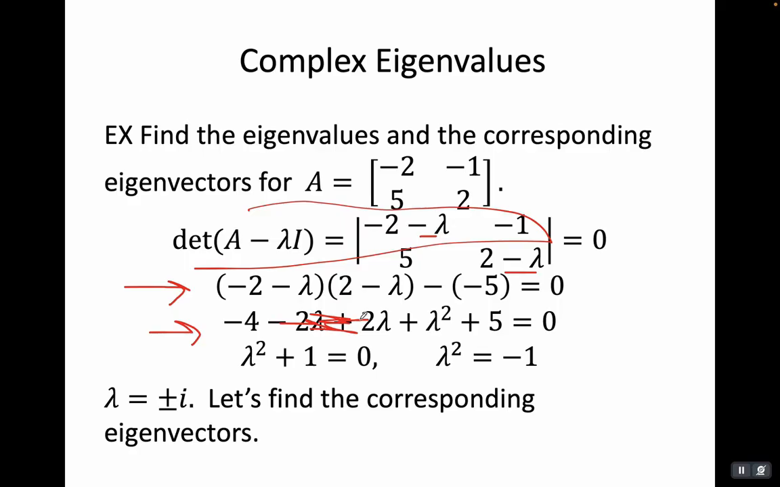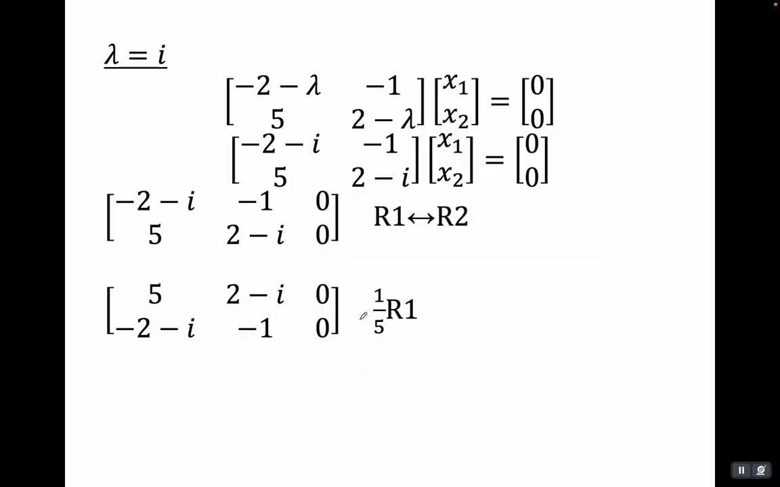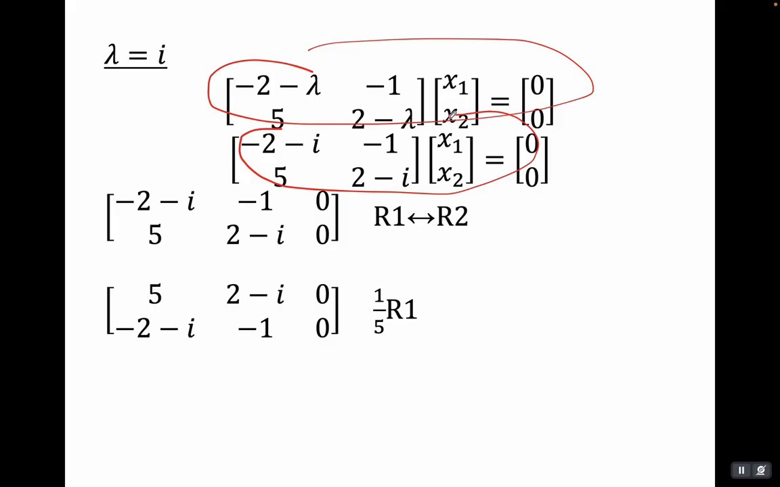Now let's find the corresponding eigenvectors. You remember how to do that. So again, we start off with this. Plug in lambda equals i. This is what we get, which is really a system of equations. So let's write out the augmented matrix corresponding to that system of equations. We want to get this in reduced row echelon form.